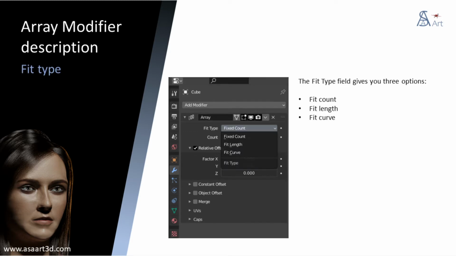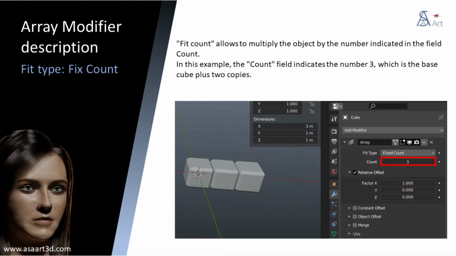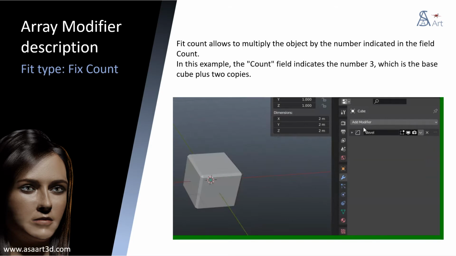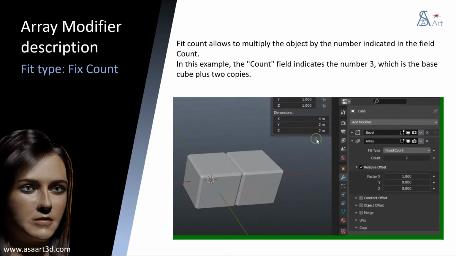The fit type field gives you three options: fit count, fit length, fit curve. Fit count allows you to multiply the object by the number indicated in the count field. In this example, the count field indicates the number 3, which is the base cube plus 2 copies.